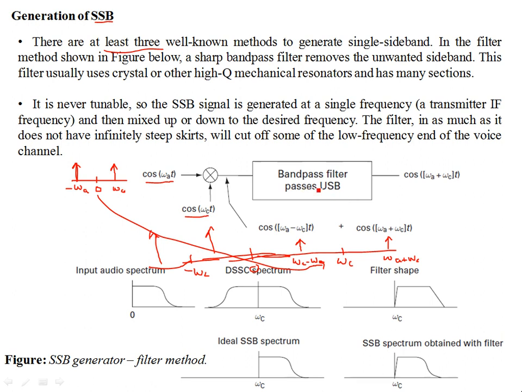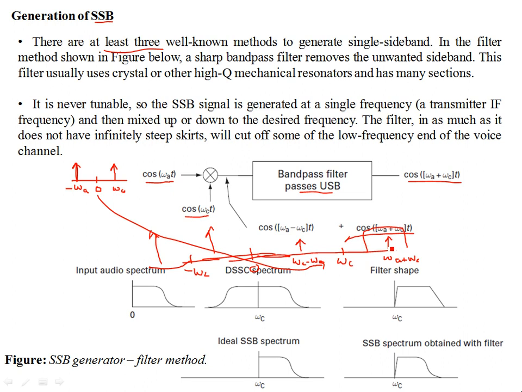Then you use a band pass filter, which could be a very expensive crystal filter, or a mechanical resonator with many sections depending on the voice data spectrum requirements. If you're going to pass the upper sideband, you select this, and you're left with the term cosine of omega A plus omega C. Therefore, you select the upper sideband.